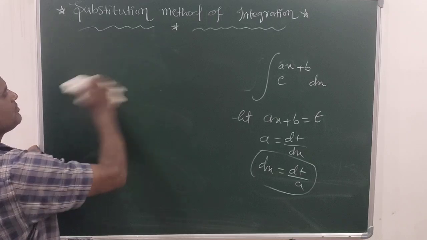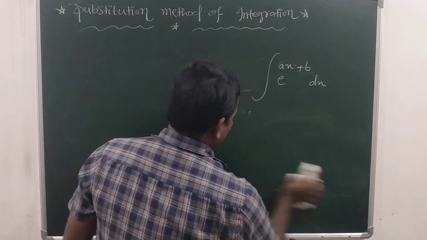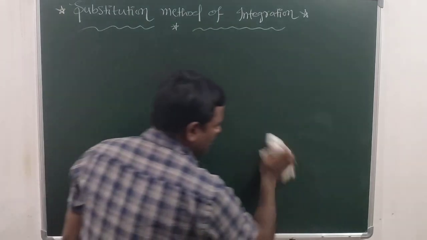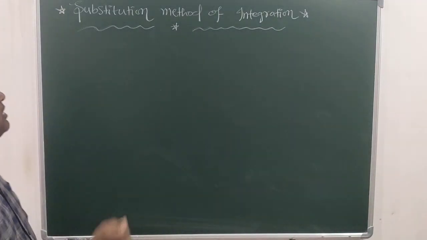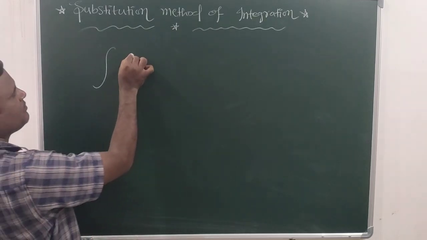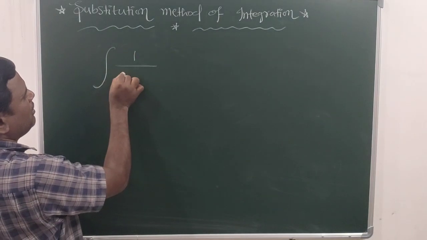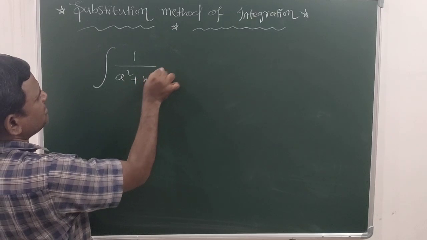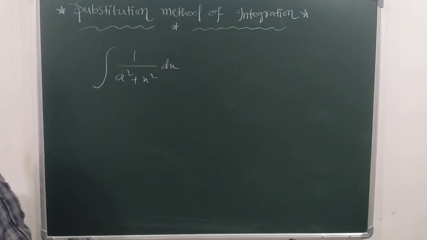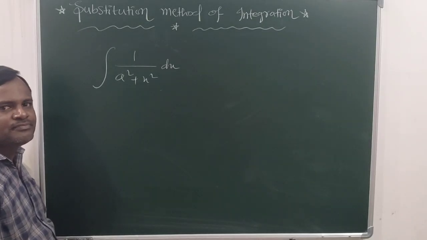Now let us go for the integral of this function: 1 by a square plus x square dx. If a function is given like this, how do you evaluate its integral?